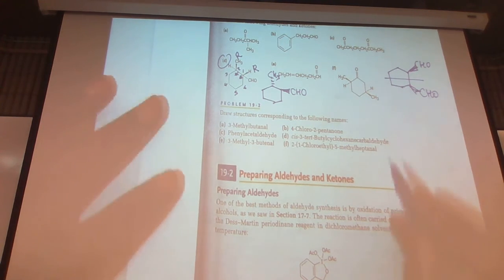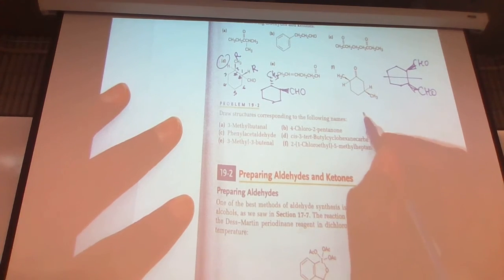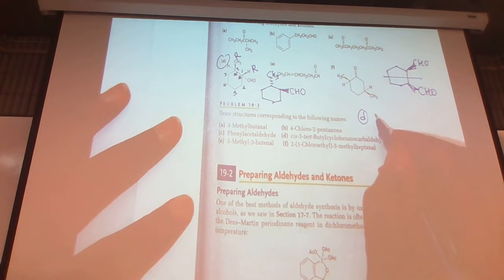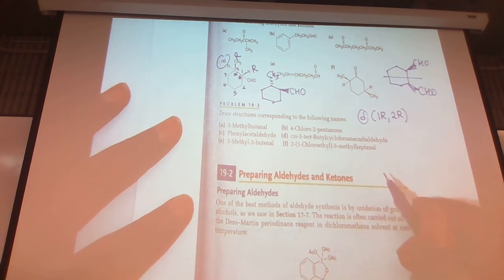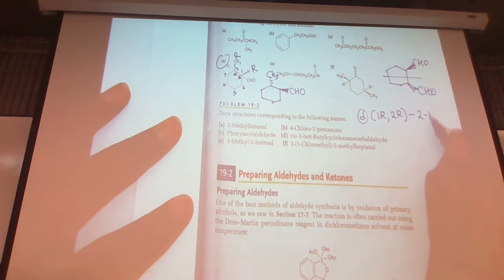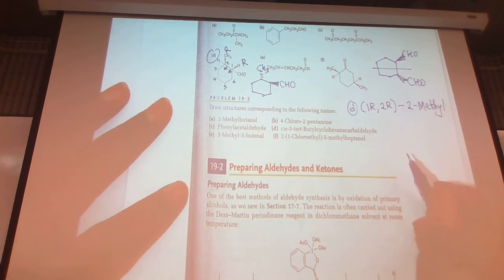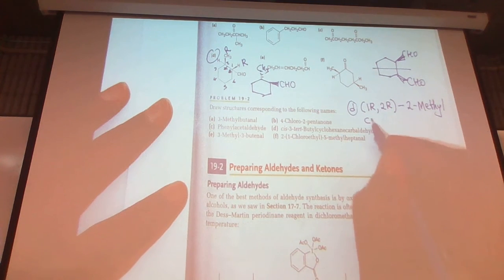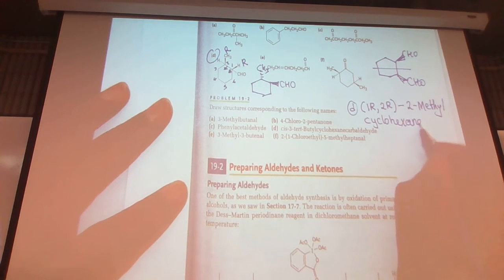Where did I write it? Let me write it somewhere here. So the name for D here will be 1R, 2R, and then you proceed with every other thing. So 2-methyl, that's all we have, right? Cyclohexane, and then the carbaldehyde doesn't fit in there, that's why I'm writing it down here. Carbaldehyde.